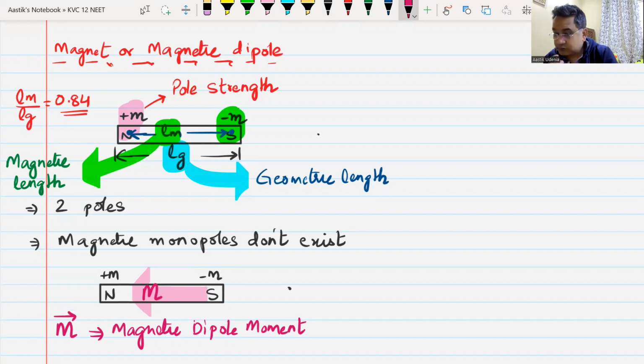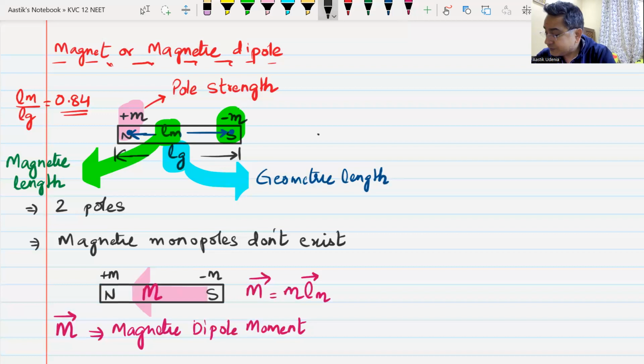Negative to positive. South to north. We are calling south as negative. Negative to positive. And the value of this magnetic dipole moment is given by M, the magnetic pole strength, multiplied by the magnetic length. And this magnetic length actually is taken as a vector quantity, which is from the south pole towards the north pole.